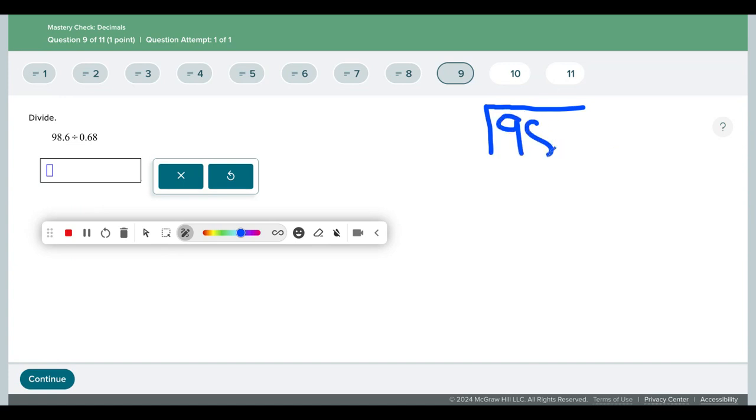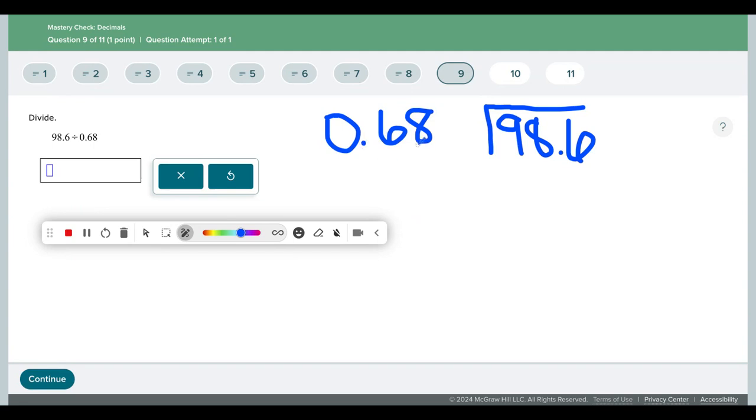So here's 98 and 6/10 on the inside. That's called my dividend. And then at the door is my divisor, and that is 68 hundredths, okay? So your main rule when it comes to division is you always want your divisor to be a whole number, because this is weird, right? Okay, so I need this to be a whole number.